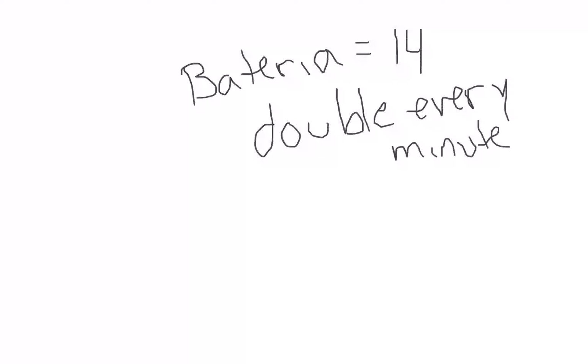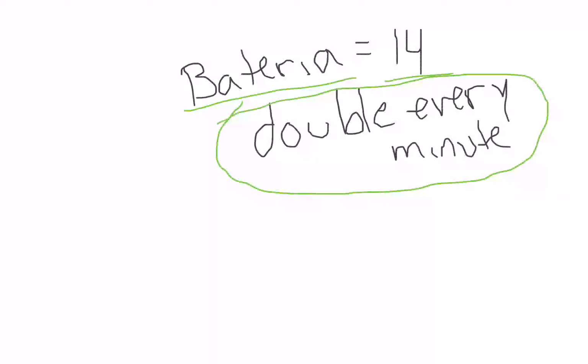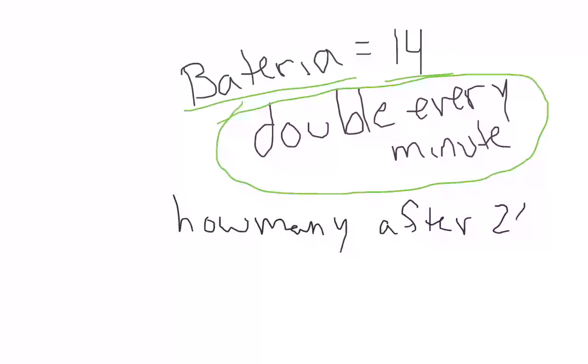For my final example, let's say I started out with some bacteria. And let's say I started out with 14, and I know the bacteria just double every minute, so they increase super rapidly. So if we're thinking about how we would do this, maybe we ask ourselves, how many would we have after 24 minutes?